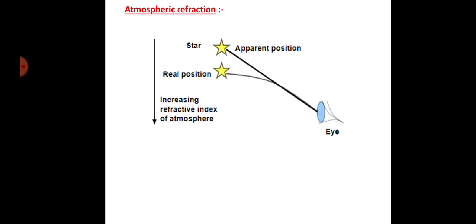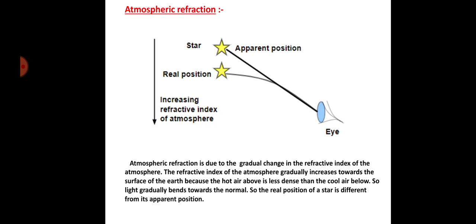Next one is atmospheric refraction, that is the apparent position of star and the real position of star. So why does the star twinkle, or why does the position of the star change? Atmospheric refraction is due to the gradual change in the refractive index of the atmosphere. The refractive index of the atmosphere gradually increases towards the surface of the earth because hot air above is less dense than the cold air below. So the light gradually bends towards the normal, so the real position of the star is different from the apparent position.